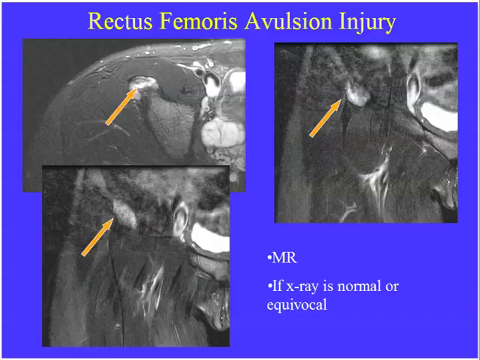Now, they may also show you the MR correlate, and this is the rectus femoris coming in and inserting into the anterior inferior iliac spine. We see high signal. Now, in this particular case, there was no bony abnormality. It's just a pure avulsion of the tendon, and the MR can be very helpful in making that diagnosis if there's no associated bony lesion.